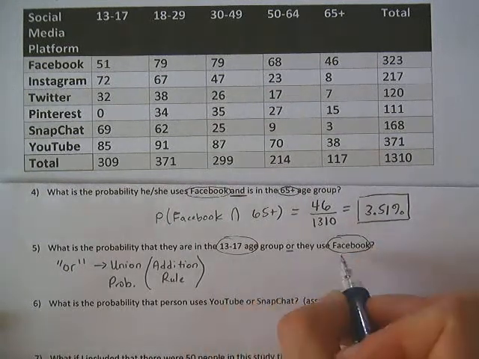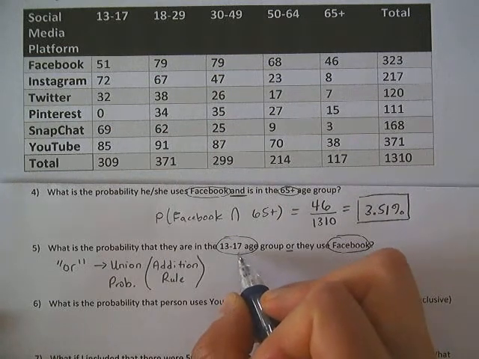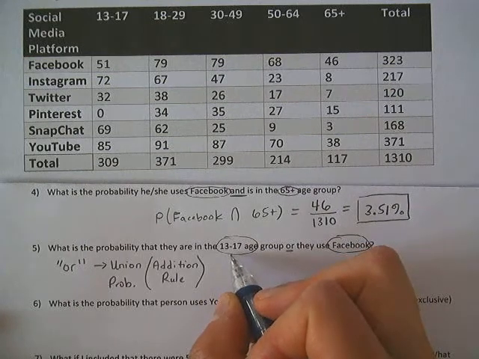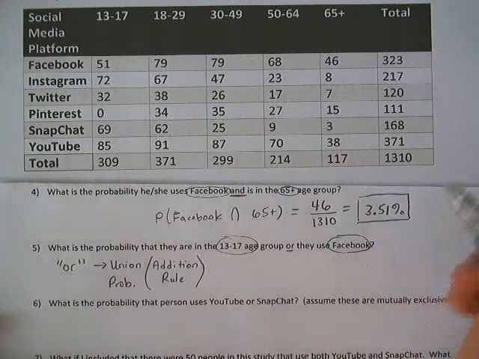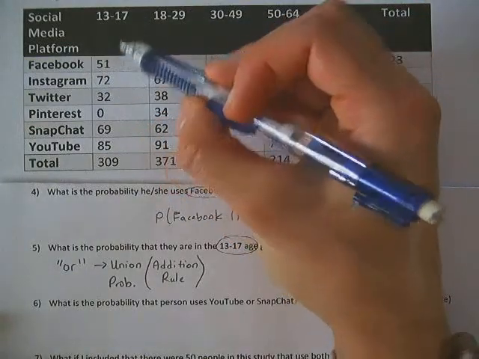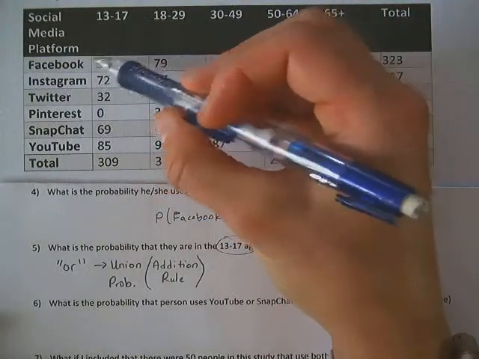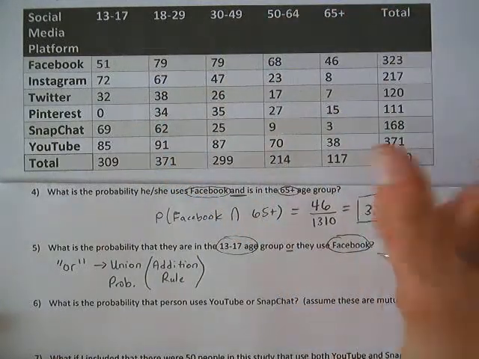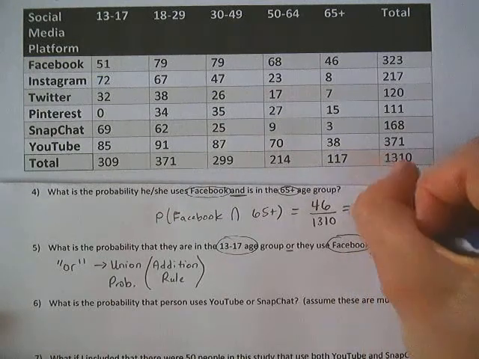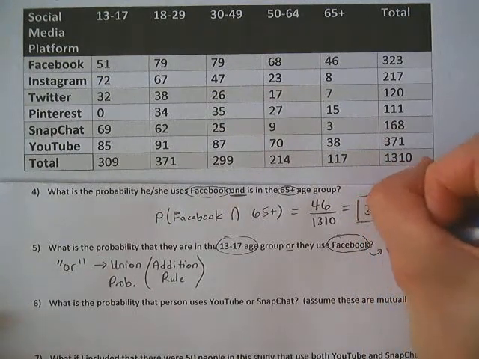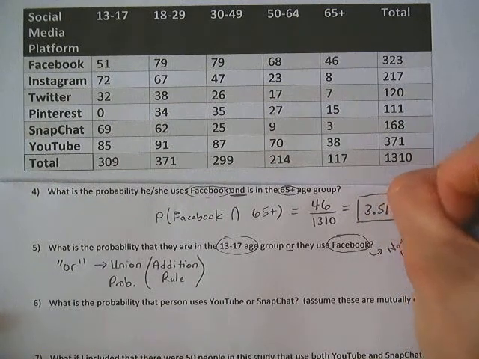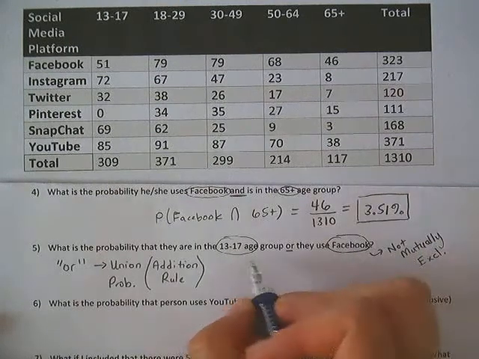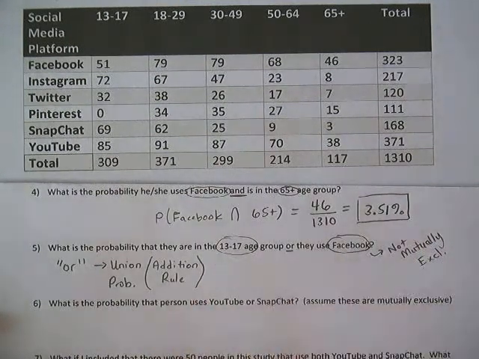So the thing you have to ask yourself right now is, can somebody that's in this study be in the 13 to 17-year-old age group and use Facebook? And if you look at your table, if I look at the 13 to 17-year-old category in the Facebook, there are people that are in both of those categories. So because of that, these two things are not mutually exclusive, which means there are a certain number of people that are in both. So when that happens, you have to remember to subtract however many are in both.